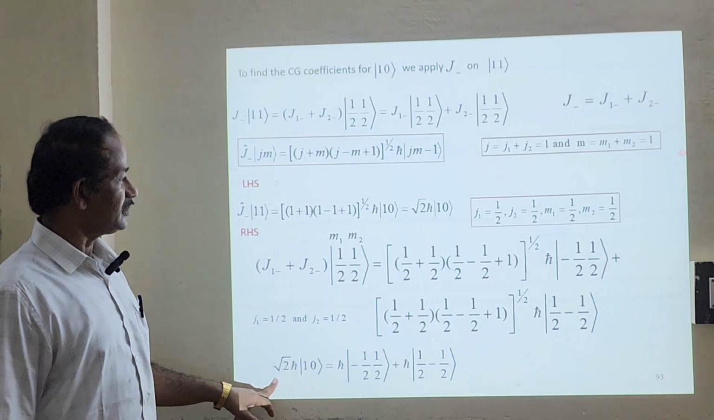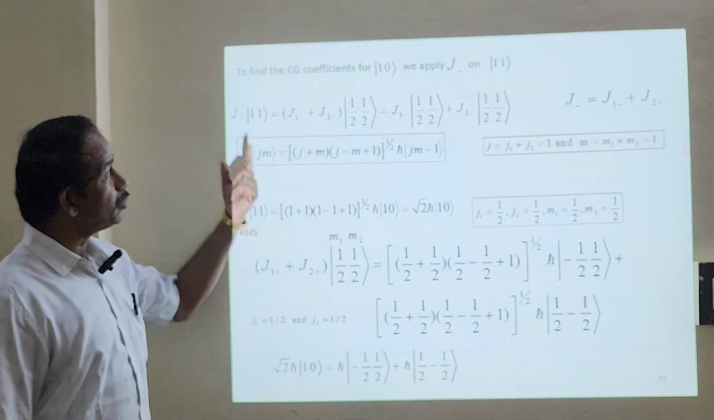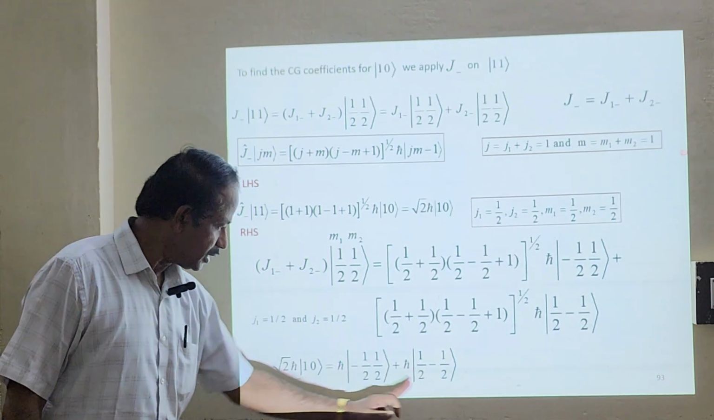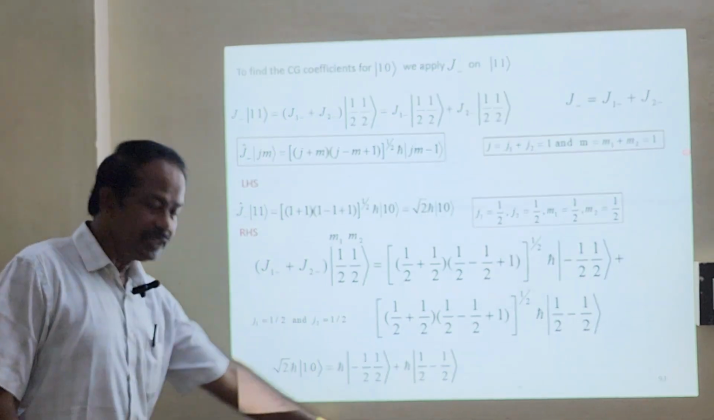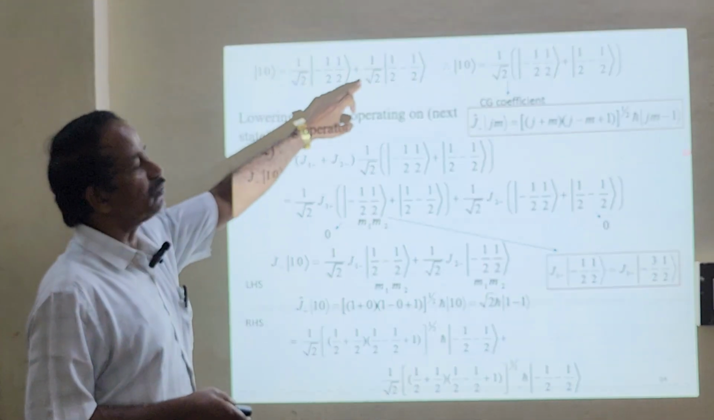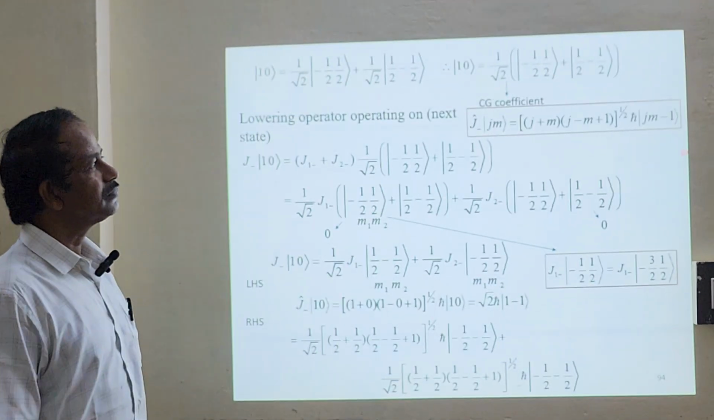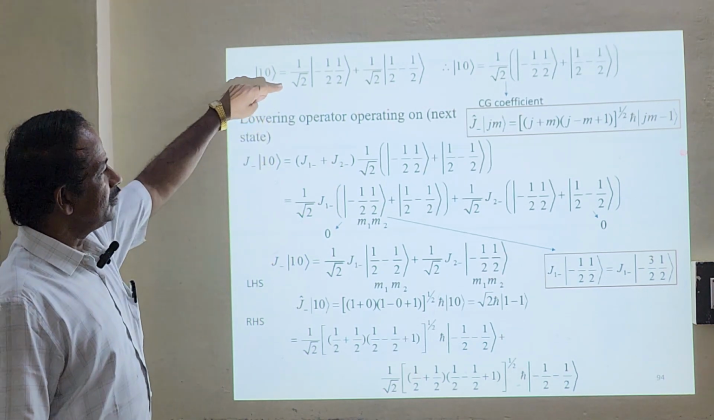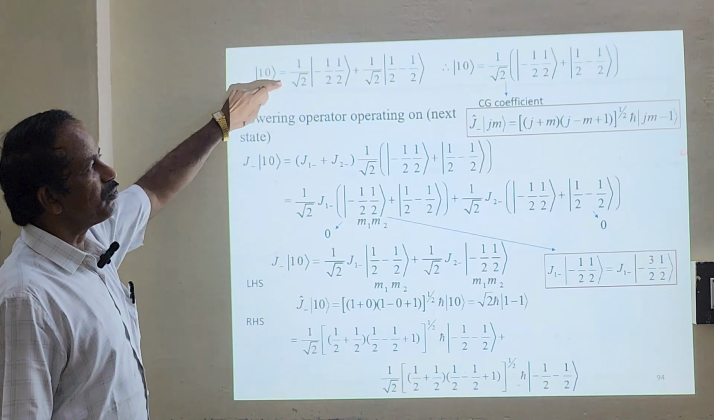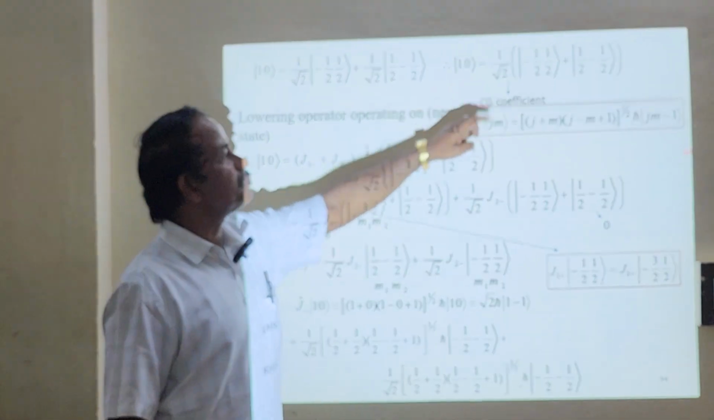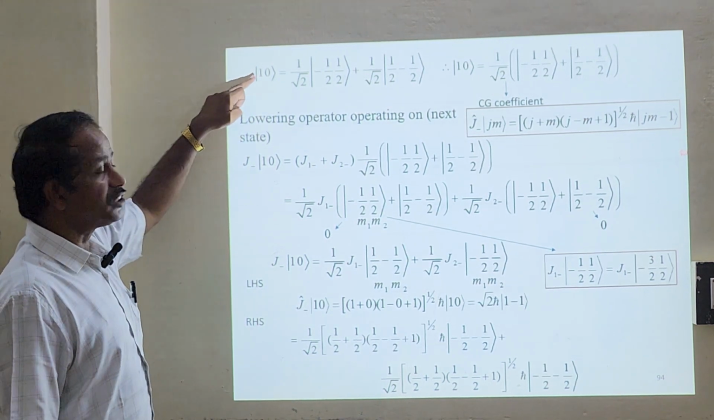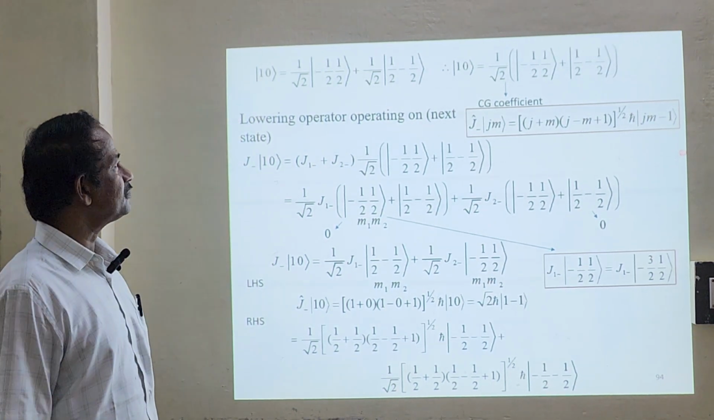So your left hand side will be root 2 H bar, which you have already calculated, and the right hand side first term and second term, H bar will cancel. Bring root 2 down, you will get |1, 0> equals 1 by root 2 plus 1 by root 2 of this term. Is it okay? So this will be your Clebsch Gordan coefficient. We have calculated the Clebsch Gordan coefficients for this state, the |1, 0> state.